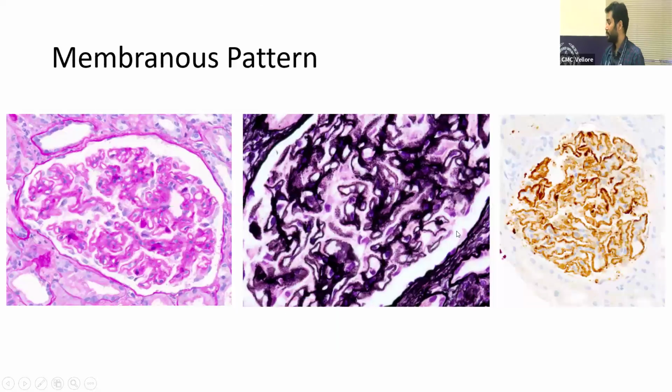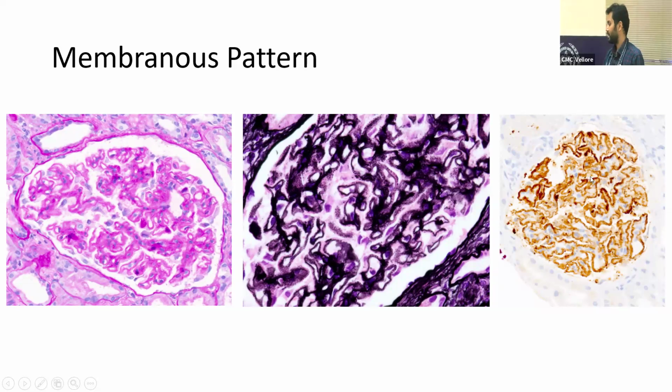This is a case of membranous pattern. It's not a membranous nephropathy, it's a membranous pattern actually. Here is a PAS stain, which is showing the thick glomerular basement membrane. Compared to that initial picture, you can see the capillary walls are very much thickened. And if you see this silver stain, you can see multiple spikes here. It indicates some subepithelial deposits.